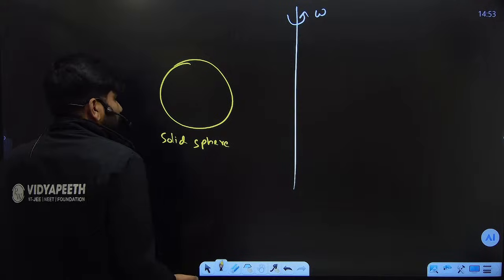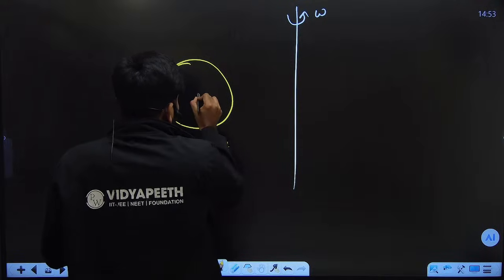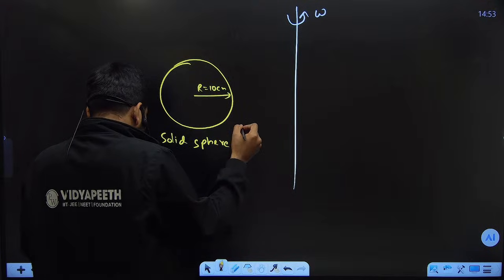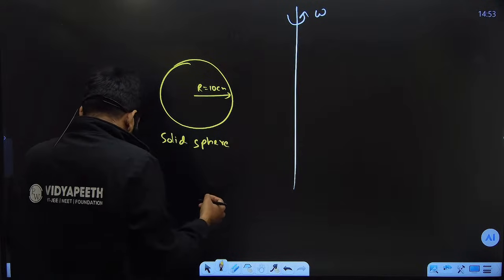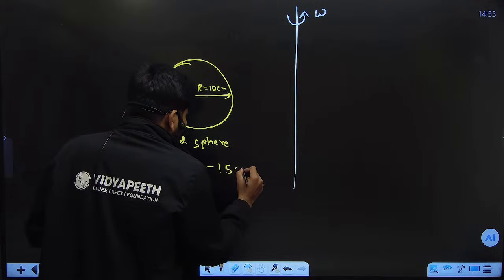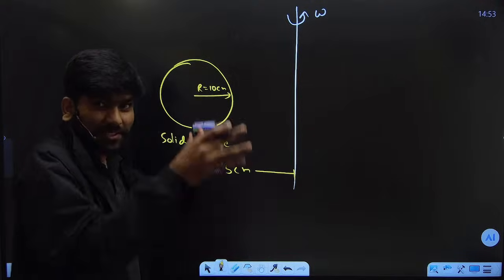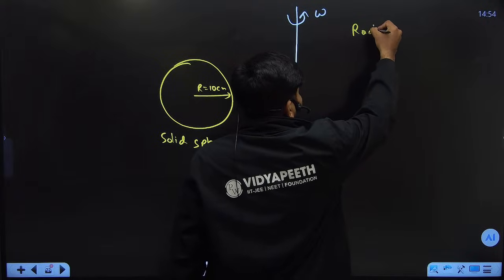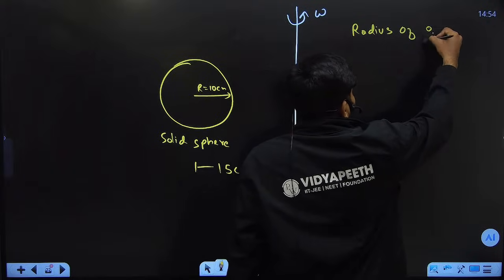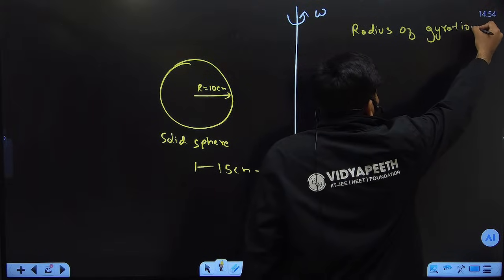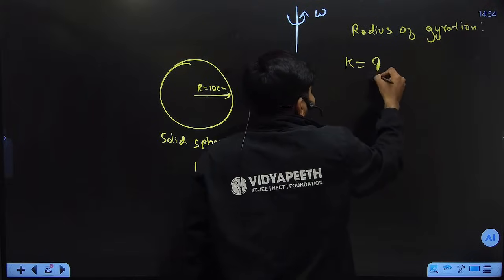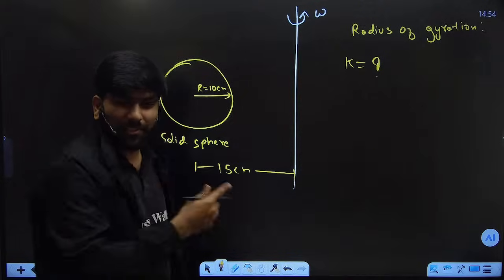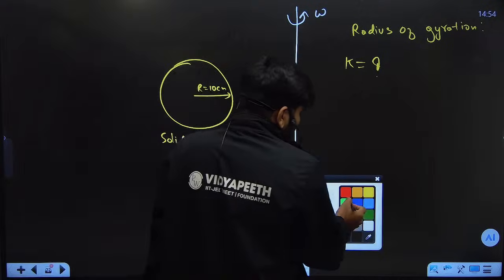So what they are asking in the question is, a solid sphere of radius 10 centimeter is rotated about this axis, which is lying at a distance of 15 centimeter from the center of the sphere. We have to find the radius of gyration. So radius of gyration, K, they are asking how much it will be if we rotate the sphere like this about this axis.